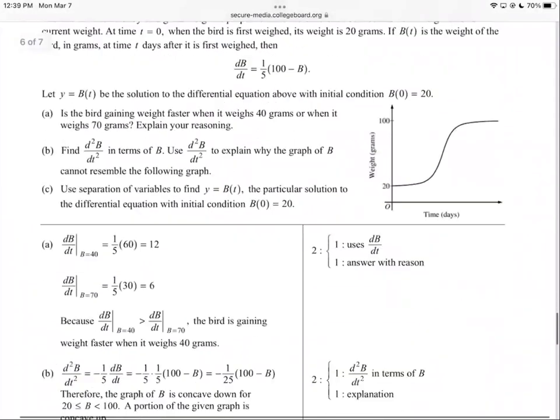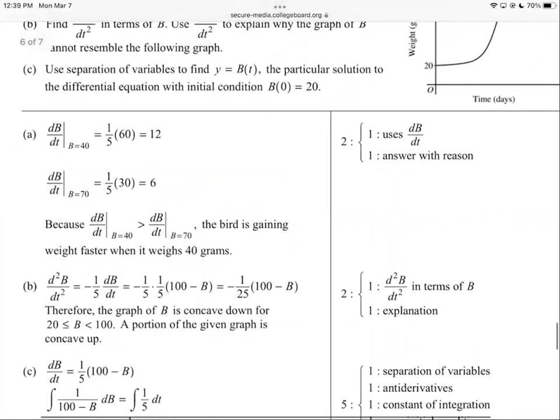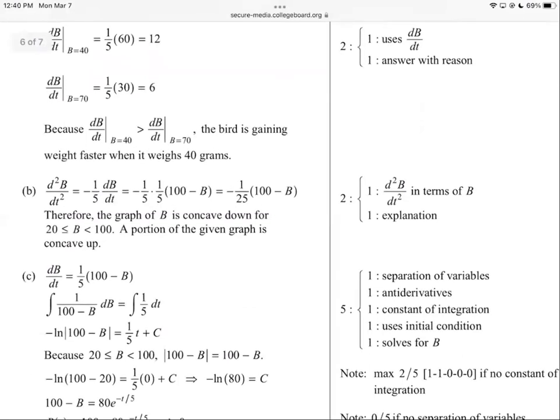Let's see where the points came from. This was a question that was on both AB and BC. You got one check for using the BDT, and look at that, it says for using it. You could have plugged in a 40, or plugged a fork into it. And then one point for the answer with the reason. Part B, 1 point for the second derivative in terms of B and 1 point for the explanation.